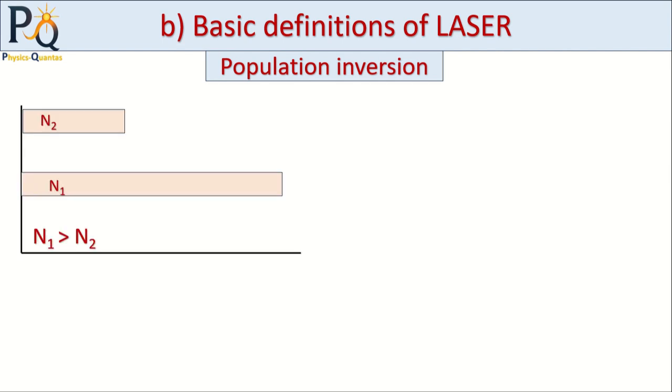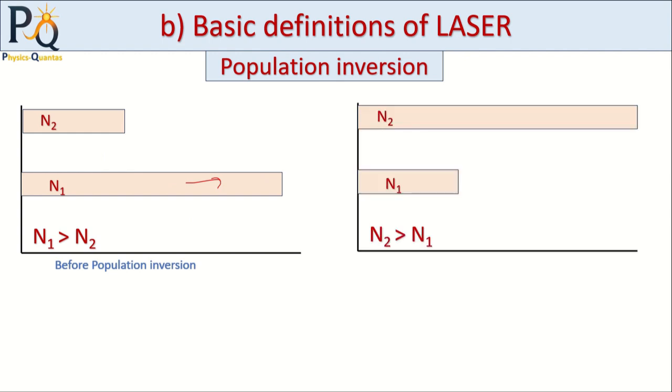Now the same thing we can represent in another way, like this. See, the length of this one refers to the number of particles. Here N1 is greater than N2. This is the situation before population inversion. Now after population inversion, more particles are in the excited state. This one is the E2 state, this is the E1 state. Again, that should be considered between neighboring states only. So this is the situation after population inversion.